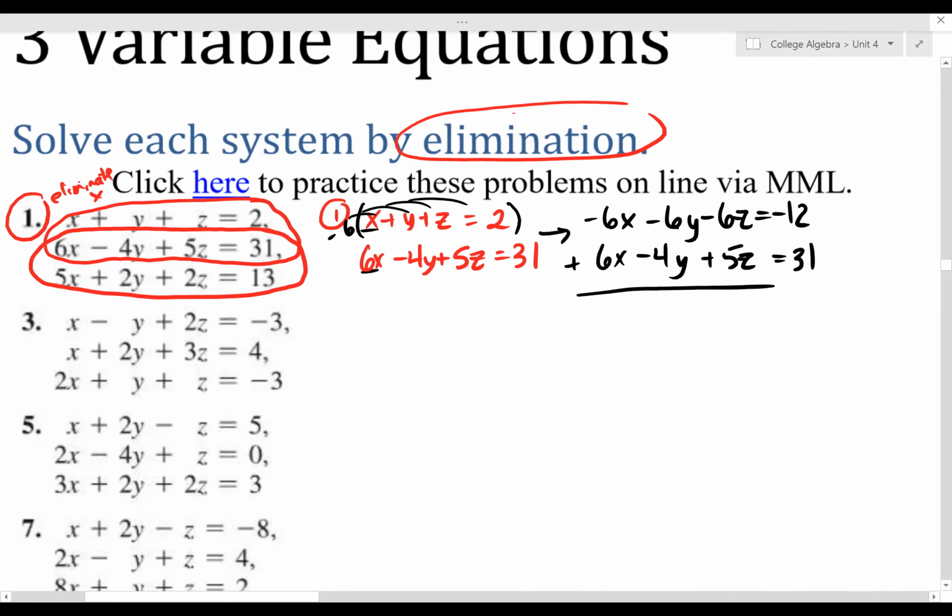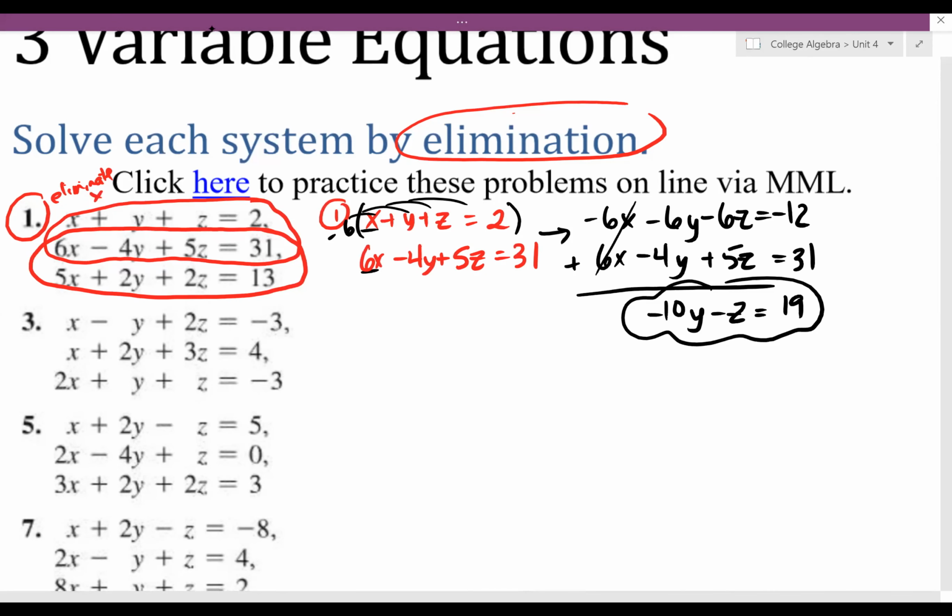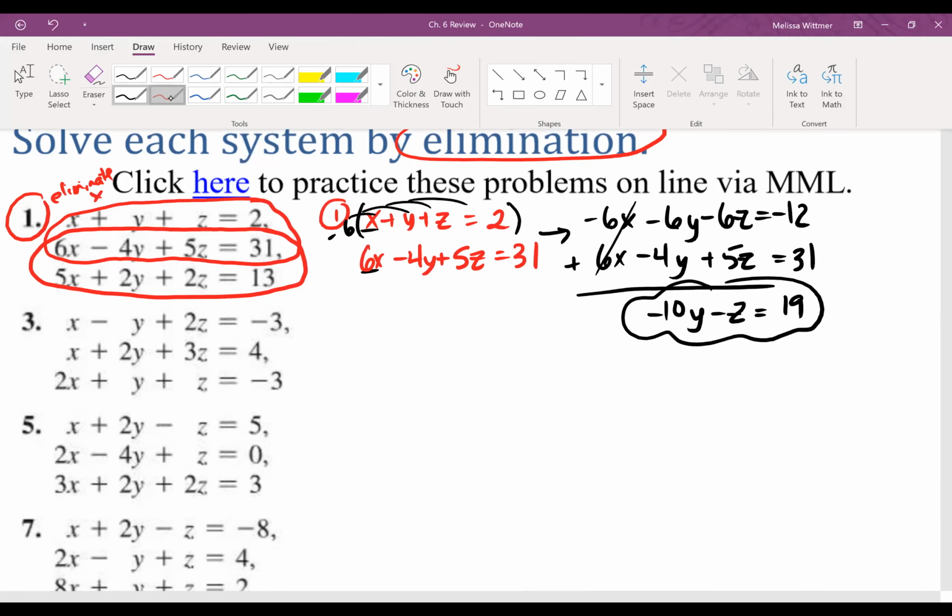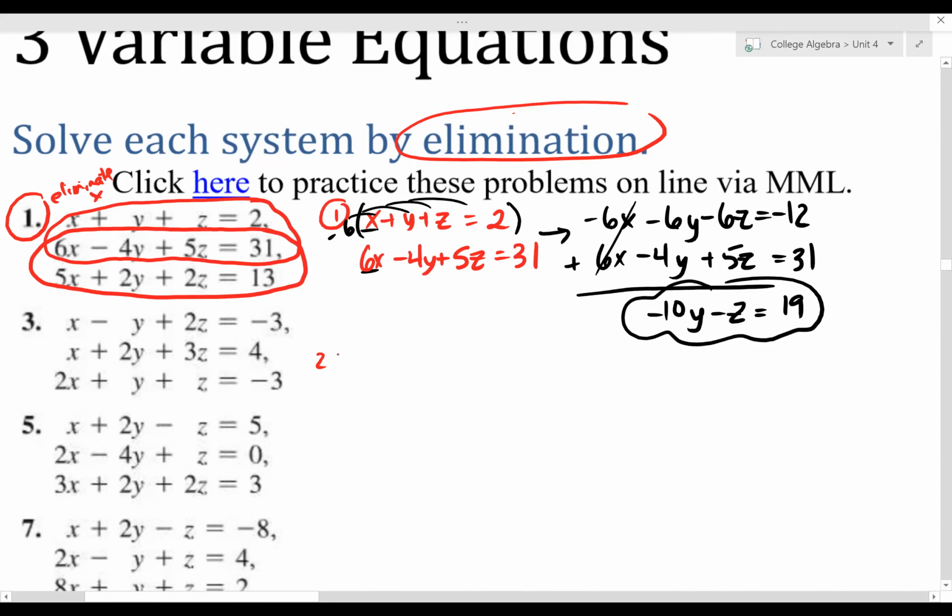So when I add that system together, the x's cancel, and I get -10y minus 1z equals -12 plus 31 is positive 19. Okay? So now I'm going to go back and grab the second two equations. I'm going to stack those. So 6x minus 4y plus 5z equals 31, and 5x plus 2y plus 2z equals 13.